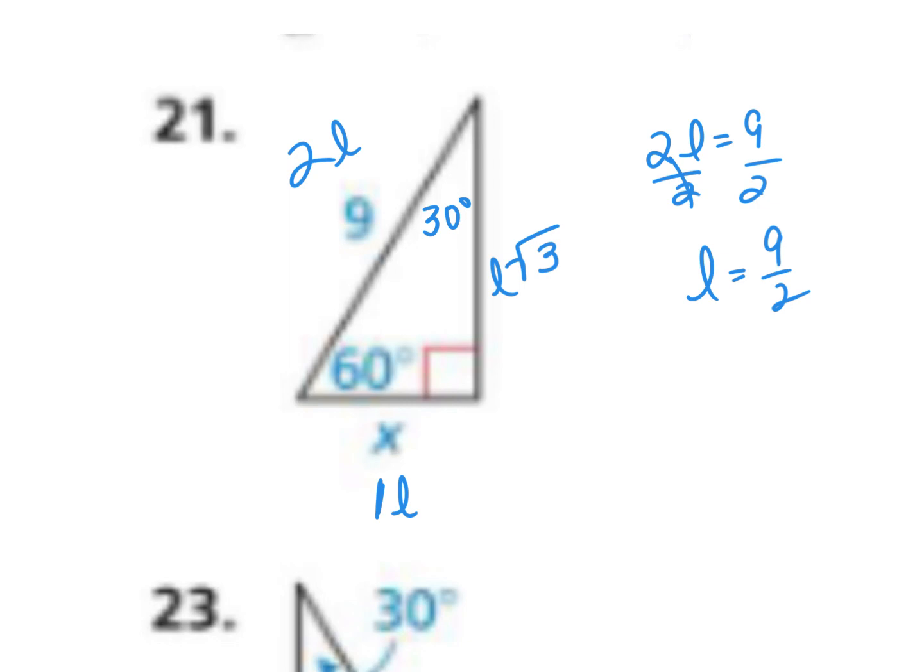So I just solved this whole triangle. What is this X value that they're looking for? What is 9 over 2? Good. What is the hypotenuse, or this one, if they asked you for it? This would be 9 over 2 square root of 3.